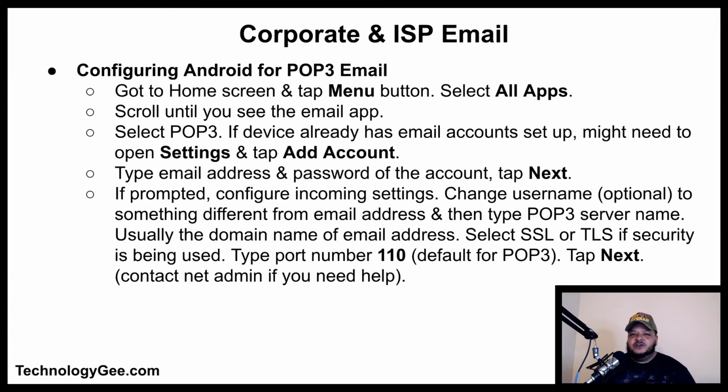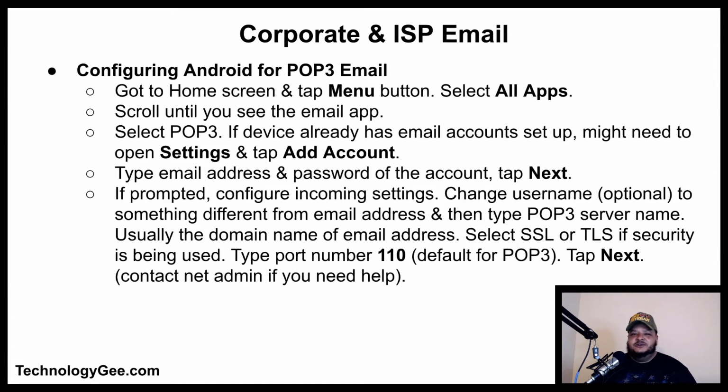First thing you're going to do, you're going to go to the home screen, and you're going to tap the menu button and select all apps. You're going to scroll until you see the email app. Next, you're going to select POP3. If the device already has an email account set up on it, you might need to open settings and then tap the add account button. Then you're going to type the email address and the password of the account and then tap next. If prompted, you're going to configure the incoming settings.